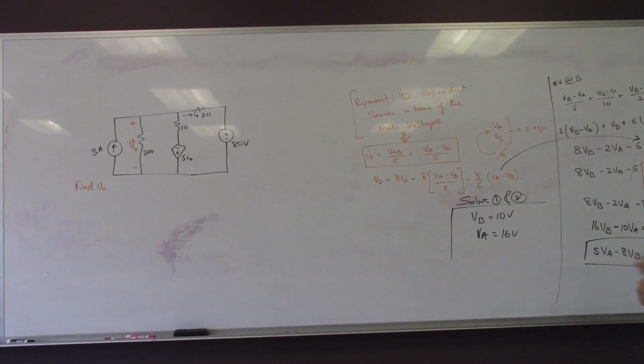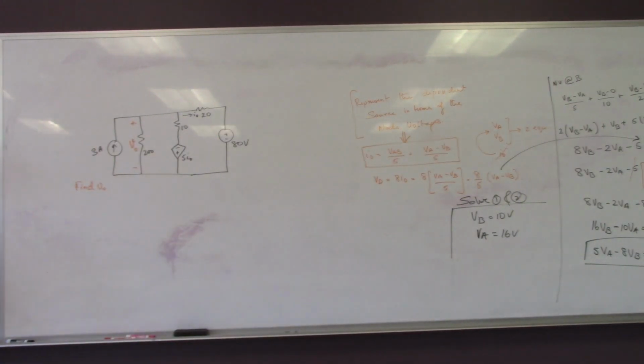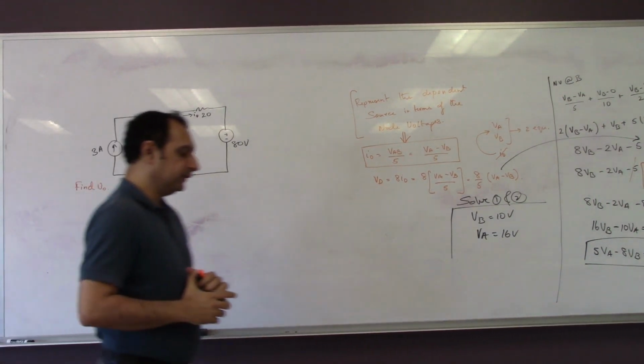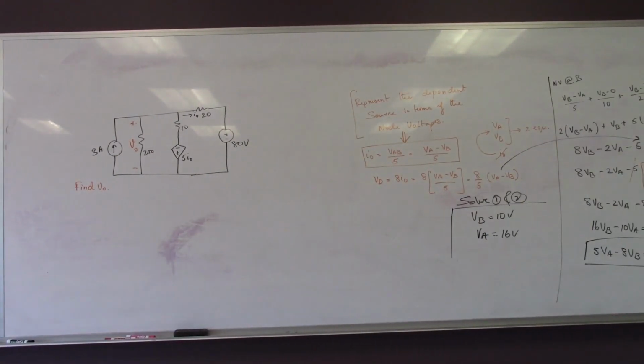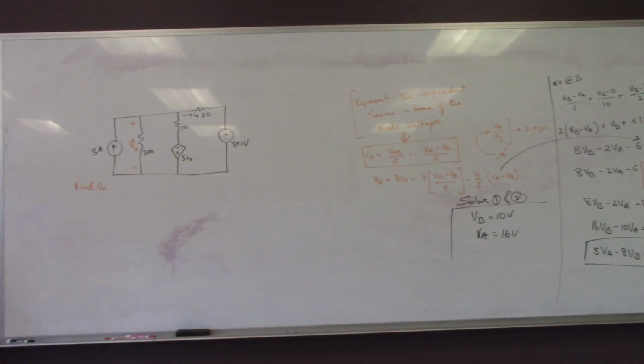You need only one equation to solve this because there is only a single essential node. There are no two essential nodes in this case. There's only one essential node, and if you write one equation, that should be enough to solve it. So first look at the source, set up the equation, and then we'll solve it.